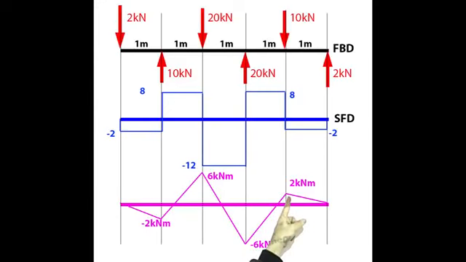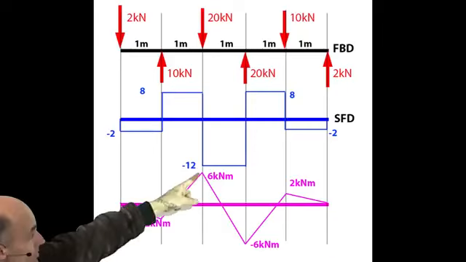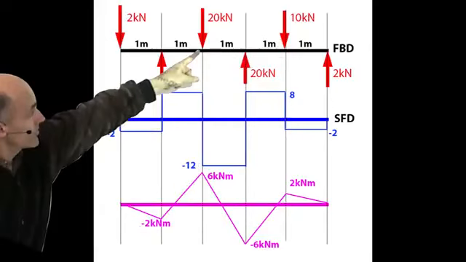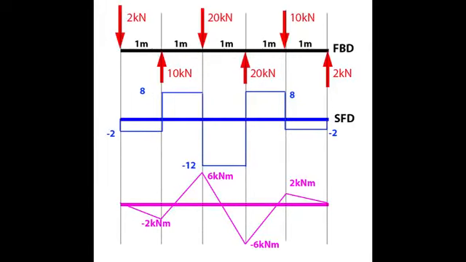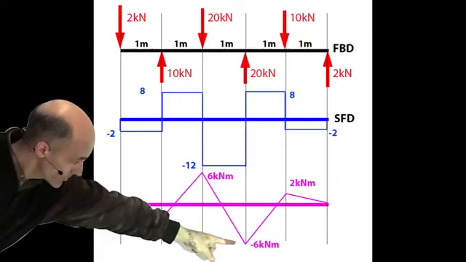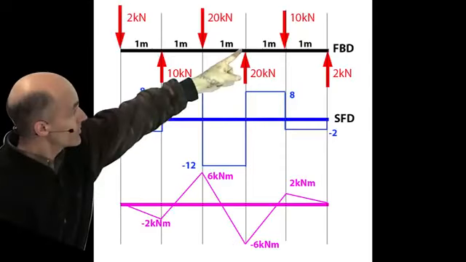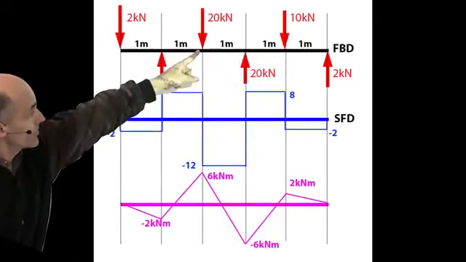-2 takes me back to 0. Where's the maximum bending moment? Well, the maximum positive bending moment is there, which is under the 20. The maximum negative bending moment is there, on top of that 20. So this one's hogging the strongest, this one's sagging the strongest.